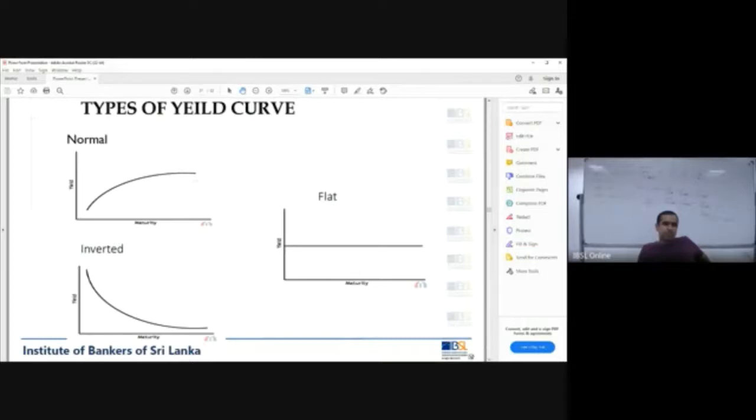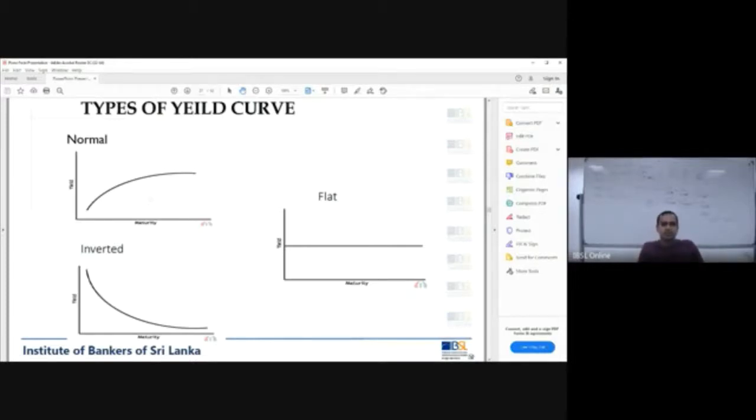But everyone wants to borrow long term. No one wants to borrow short term. So short term supply is high, demand is less. Long term demand is high, supply is less, which is why the yield curve is upward sloping. Short term, low demand, high supply. Long term, high demand, low supply. So long term prices will be higher than short term prices.